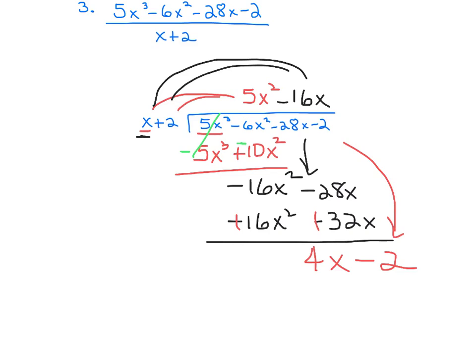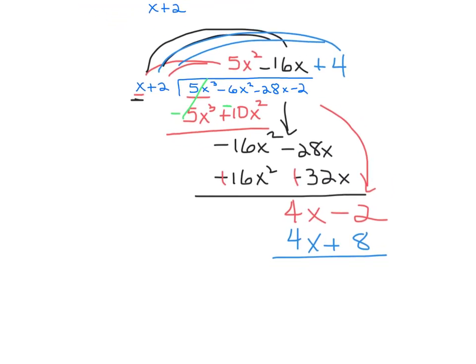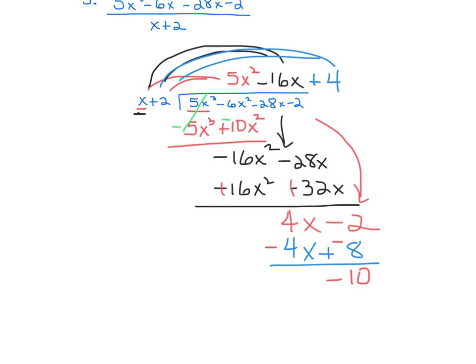What am I going to multiply x by to make it 4x? And that will be 4. Distribute it. Flip the signs. And I get negative 10. So notice this time my remainder was negative. So I make it a subtraction sign with the remainder over the divisor.